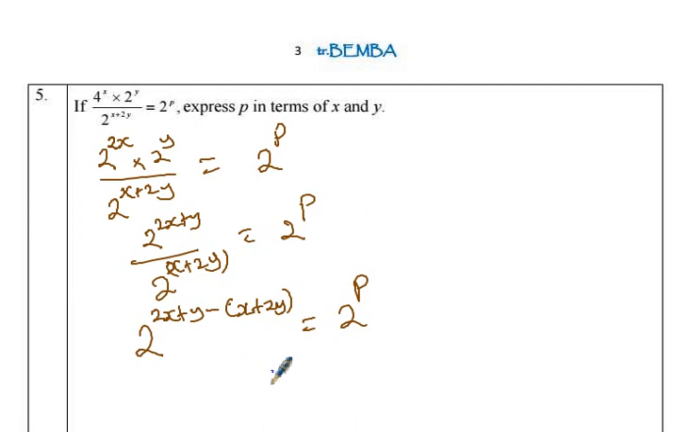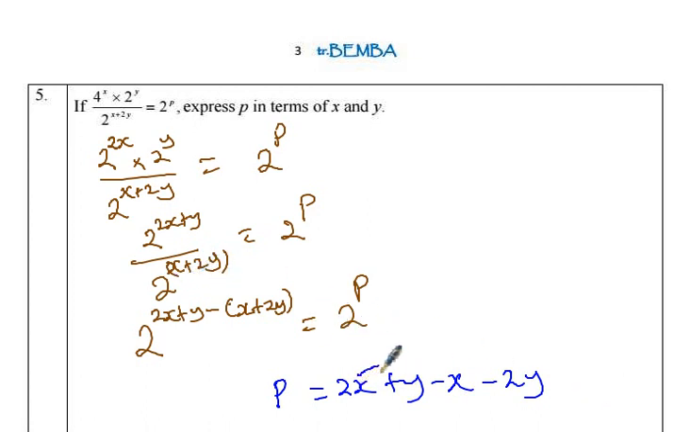So I can write p is equal to 2x plus y. Then see how I open brackets, x becomes minus, then 2y also becomes minus. That's the reason why I introduced the brackets, to see how the signs on these terms here will change.